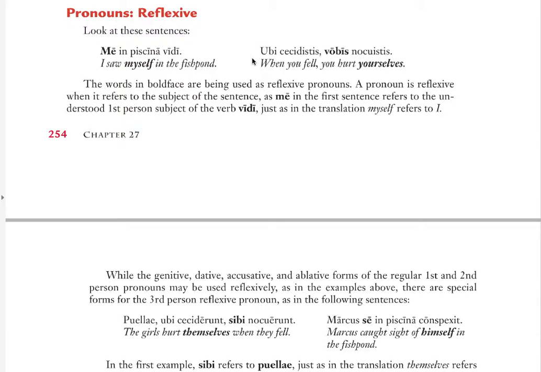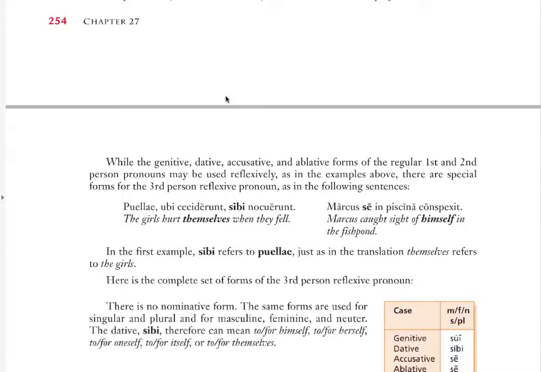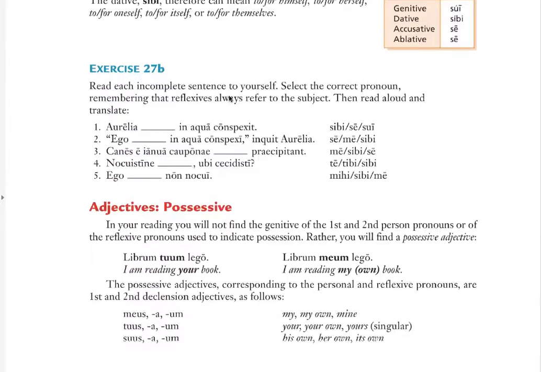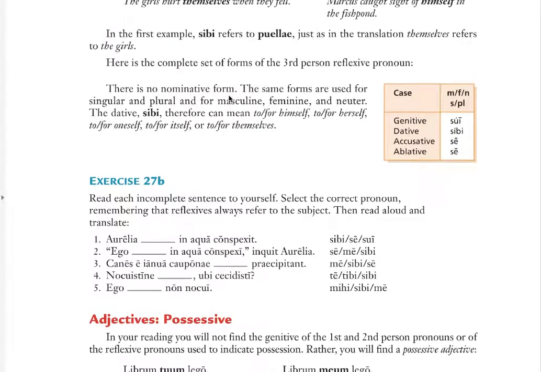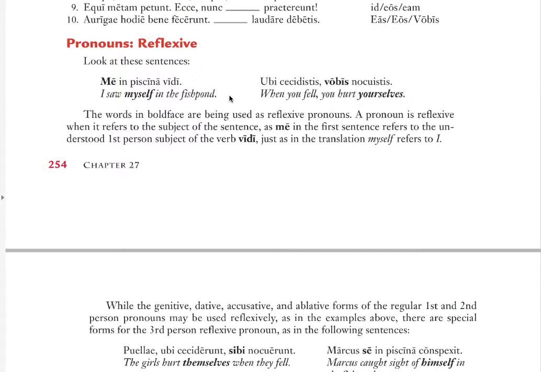Okay, welcome back. This is looking at 27B, the exercise on page 255. 27B is about reflexive pronouns. Now, that sounds like a fancy, scary word, but it's really a fairly simple idea. Reflexive pronouns refer back to a subject. Now, that's best illustrated by an example.